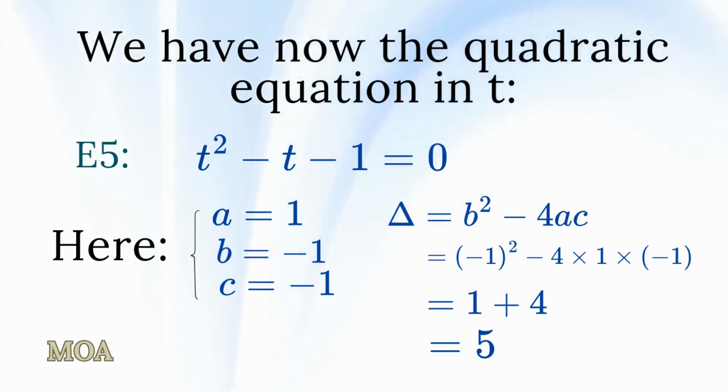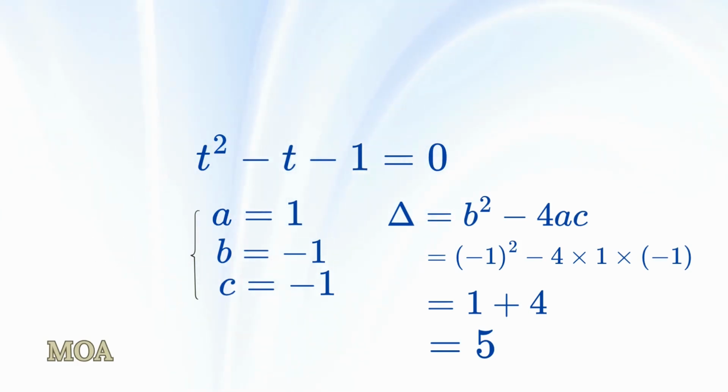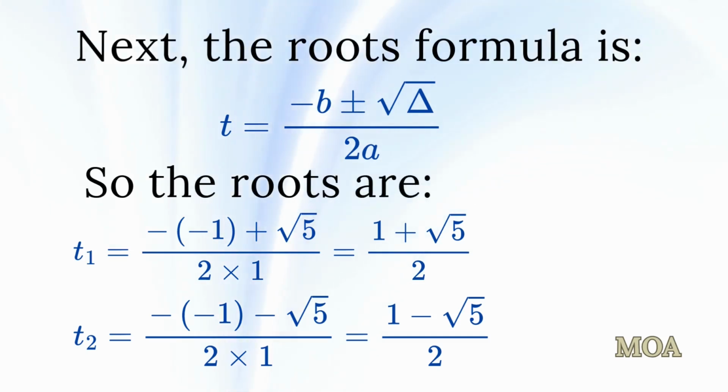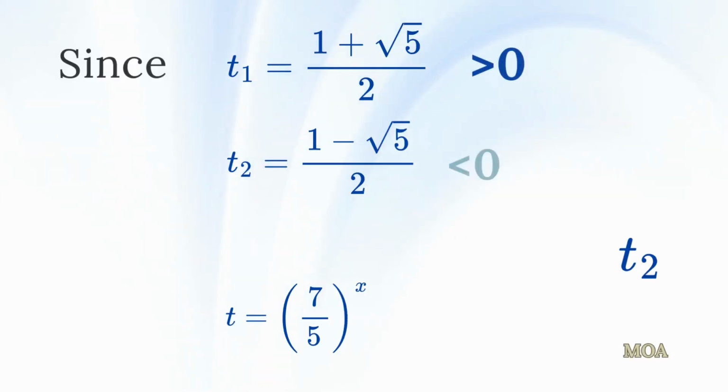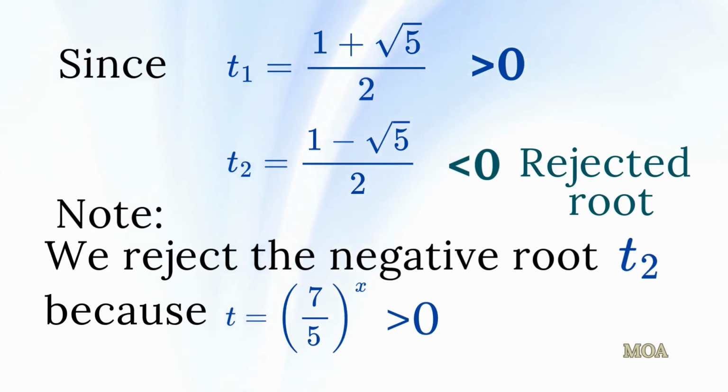Using the discriminant method, delta equals b² − 4ac, which gives 5. Since this value is positive, the roots of the equation are real numbers. The quadratic equation E5 has two roots, t1 and t2. The first root, t1, equals (1 + √5)/2, which is positive. The second root, t2, equals (1 − √5)/2, which is negative.